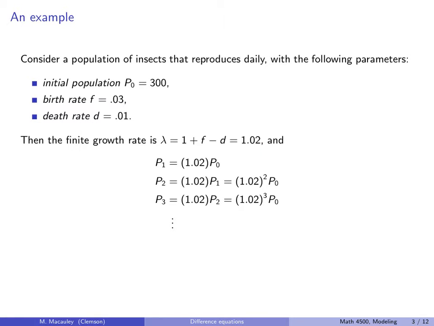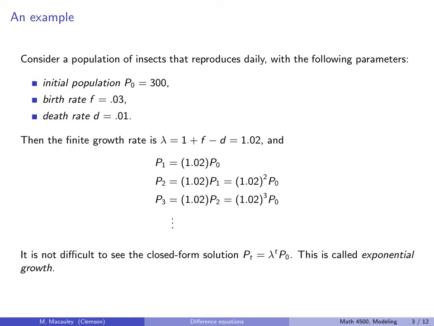And it's easy to see that in day 1 this is going to be the population, 1.02 times the initial population. We're assuming that we're starting on day 0. And then on day 2, the population is 1.02 squared times p naught. On day 3, the population is 1.02 cubed times p naught. And it's easy to see the pattern. In other words, there is a closed form solution, which is this thing right here. So this is called exponential growth.